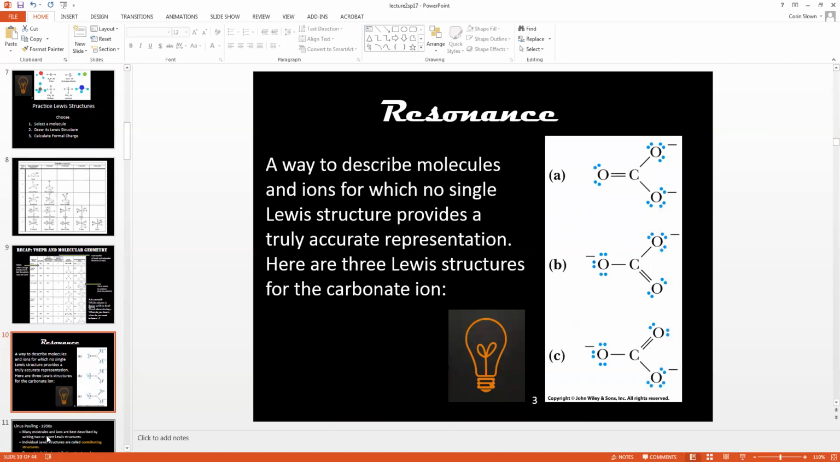We're going to spend a part of today talking about resonance, which is a way to describe molecules and ions for which no single Lewis structure provides an accurate representation. So here are 3 Lewis structures for the carbonate ion. Which of the 3 is correct? Can you draw the movement of electrons to go from structure A to structure B? Again, if you need a little bit of time, this is a great opportunity to press pause.